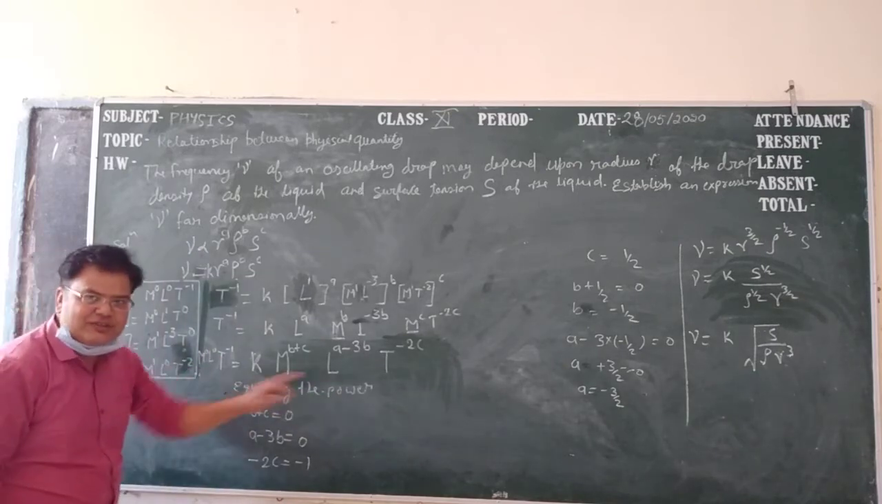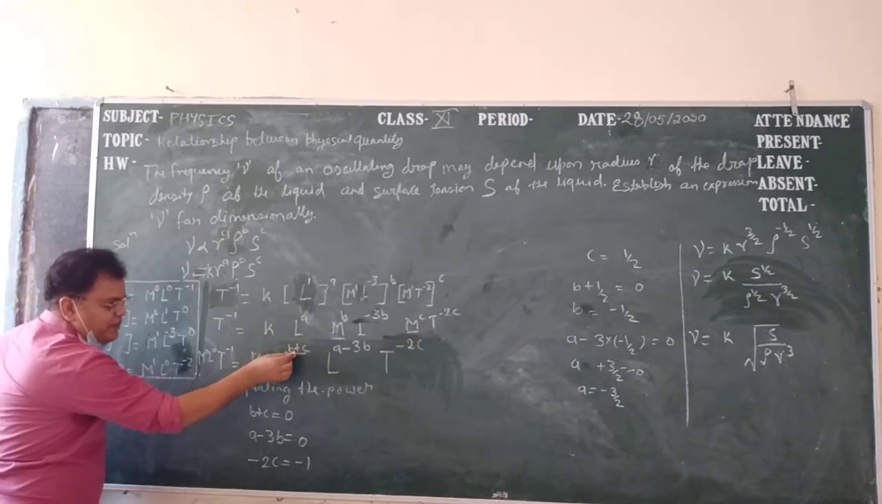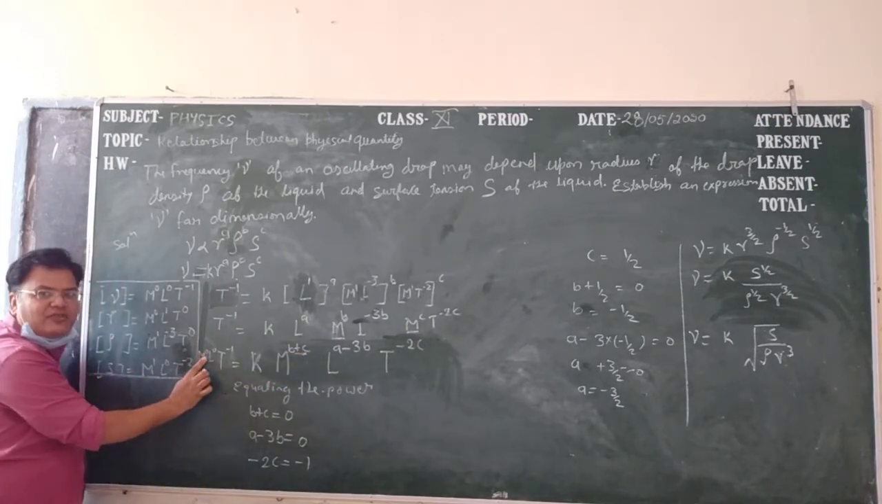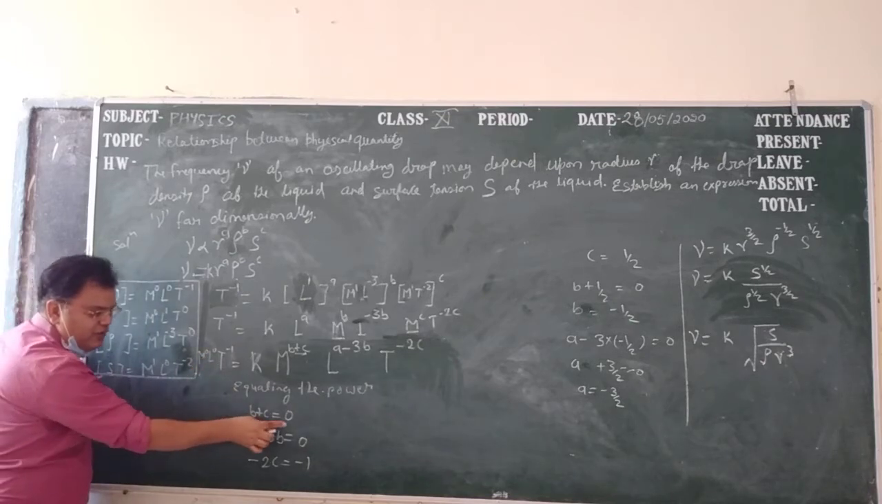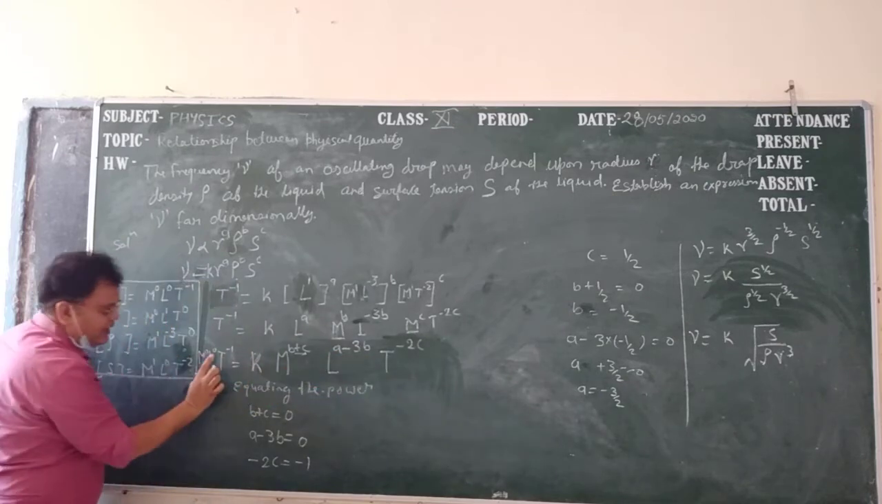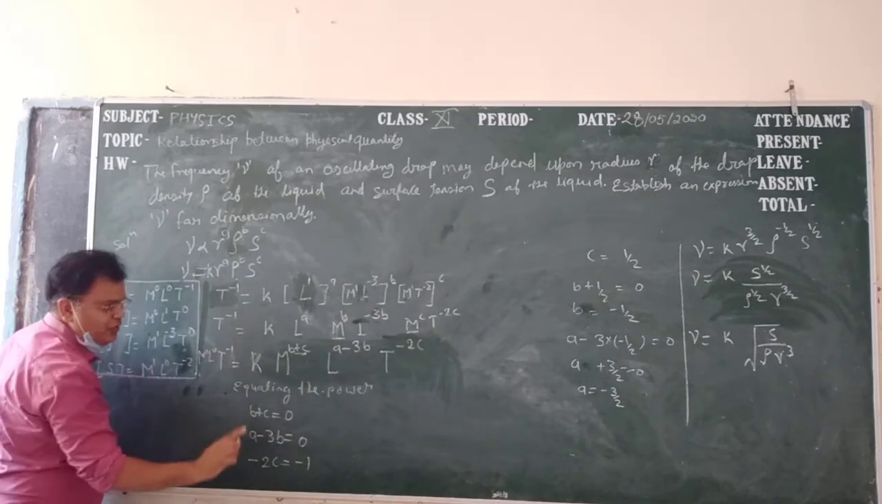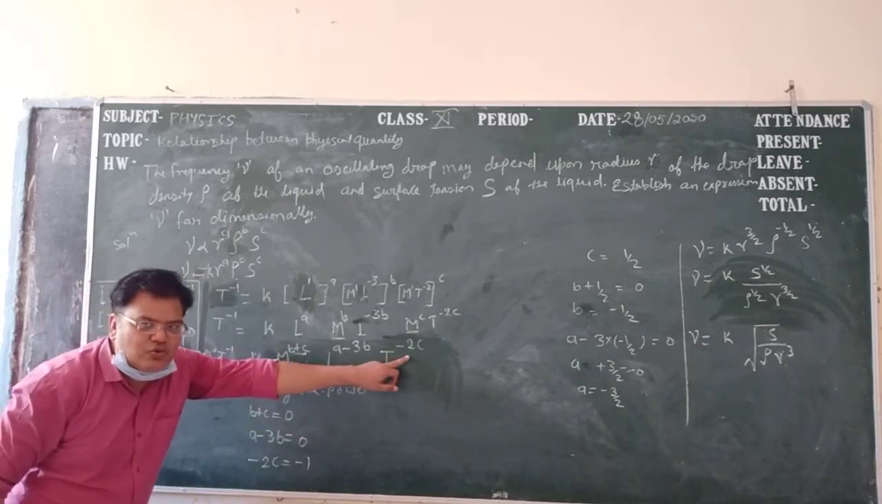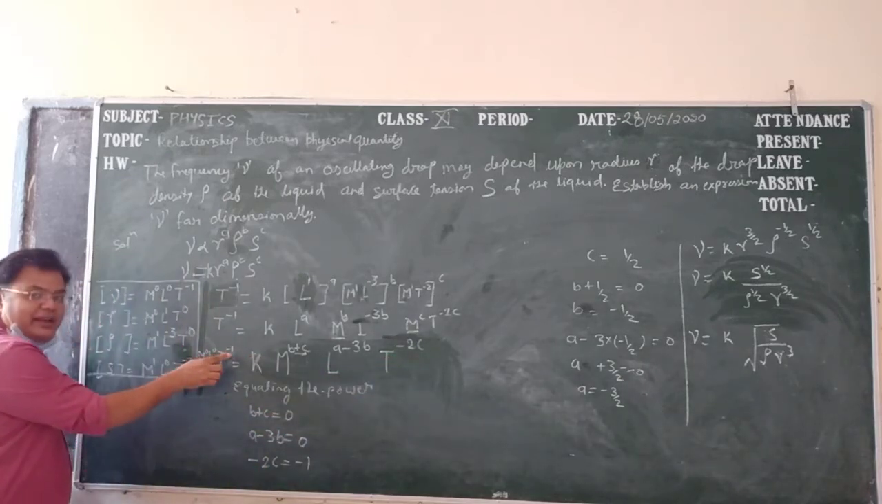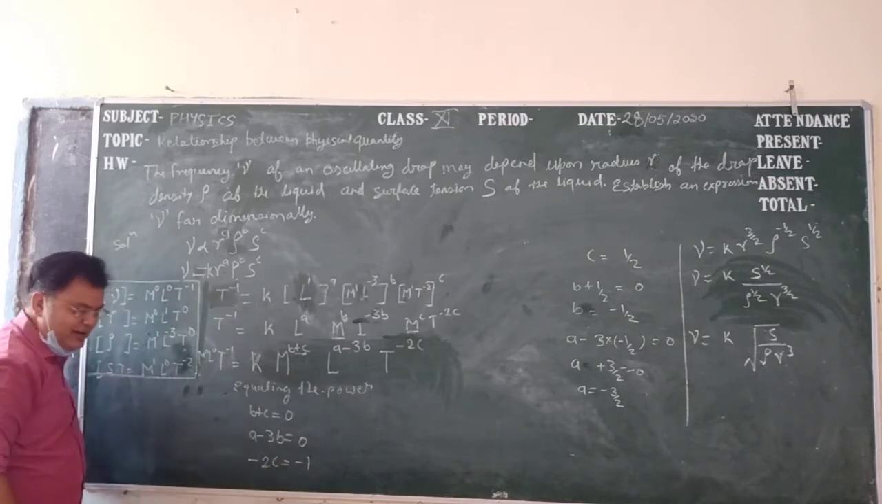Equating the powers from LHS and RHS. M to the power b plus c; here m to the power 0, so b plus c equals 0. L to the power a minus 3b; here L to the power 0, so a minus 3b equals 0. T to the power minus 2c; here t to the power minus 1, so minus 2c equals minus 1.